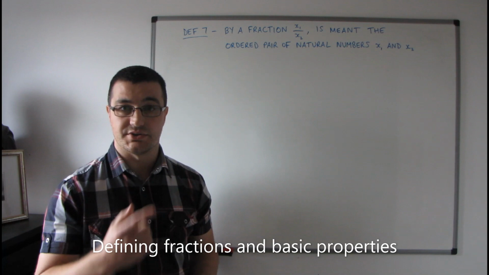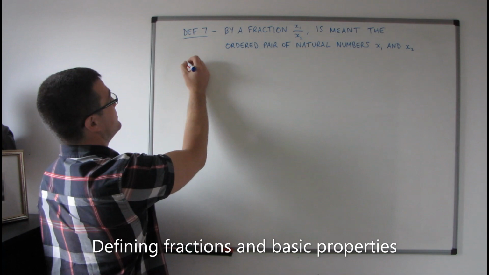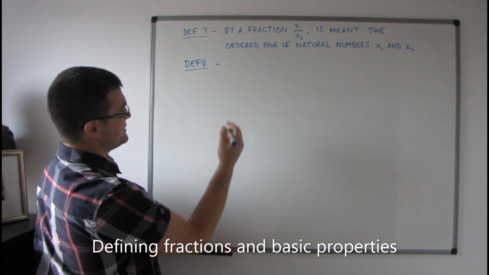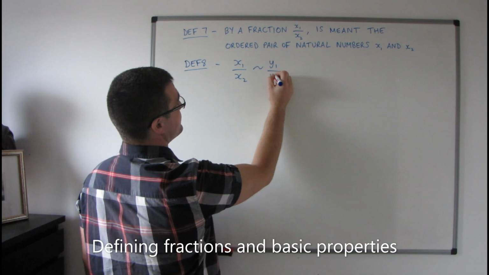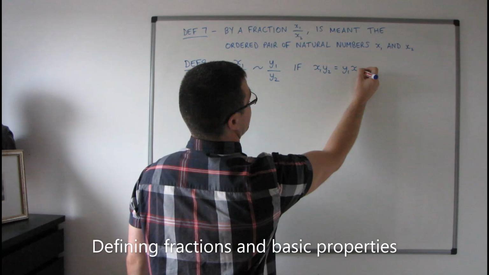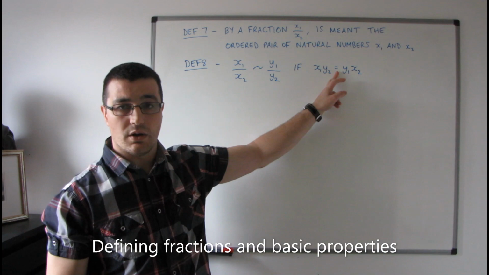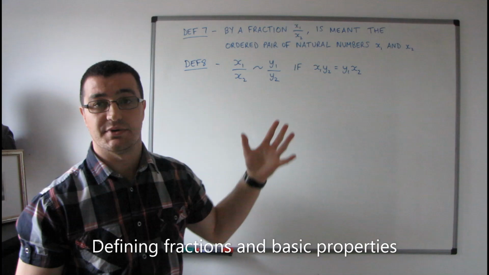So from this point, we move on to the equivalence of fractions. In Landau's book, there's no notion of equality of fractions, but there is a notion of equivalence of fractions. So definition 8 simply says that x1 over x2 is equivalent to y1 over y2 if x1 y2 is equal to y1 x2. We do have a notion of equality of natural numbers, and x1, y2, y1, x2 all being natural numbers, these products are themselves natural numbers, so this equality makes perfect sense.